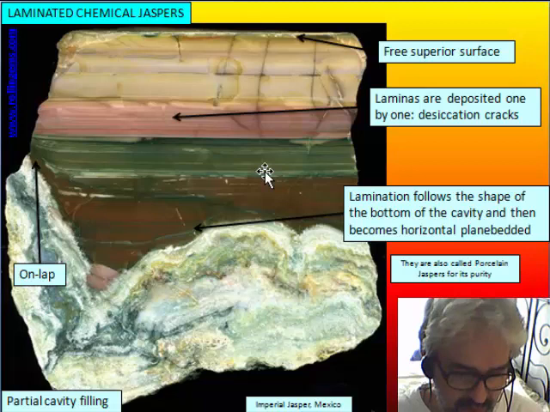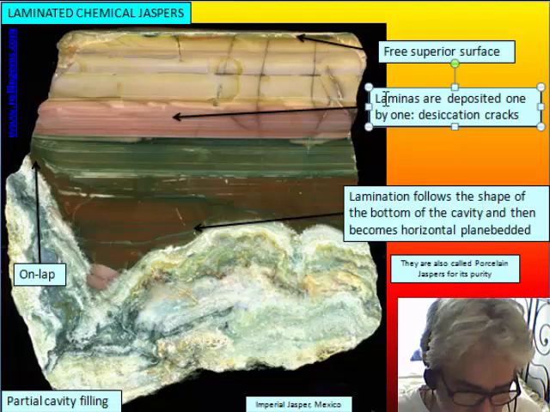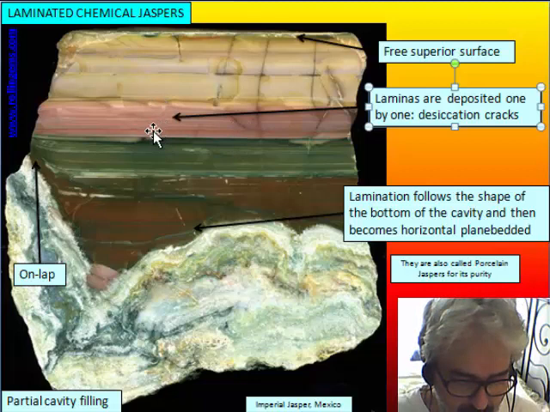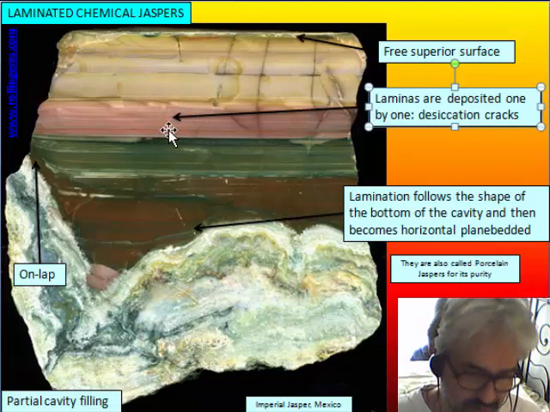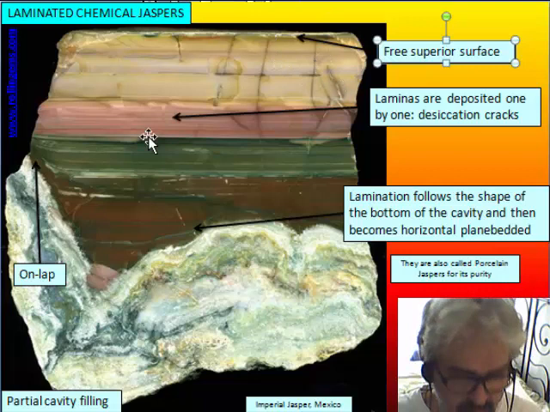Also we often see some cracks between lamina. The cracks are clearly from desiccation, because they are V-shaped. So they have the same shape as in mud, because the recently deposited jasper loses water. Another characteristic is that many nodules, many blocks of jasper have a free superior surface. So the last lamina is free, and in many cases the cavity is not fully filled by the jasper, but just filled for a half, for part of it.